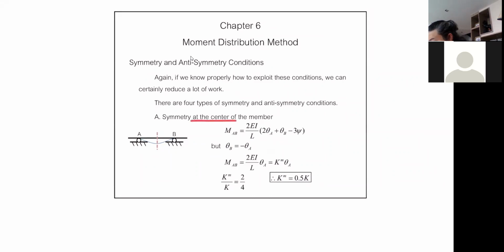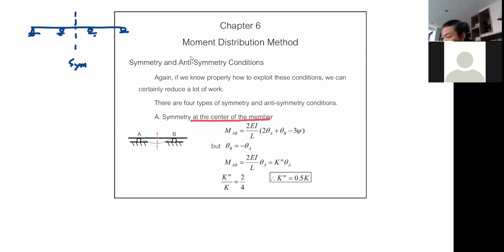symmetry at the center of the member, meaning this is when you have an odd number of spans, like 3, 5, 7, 9, 11. For example, if you have an odd number of spans, your line of symmetry is here, right? So that will constitute symmetry at the center of the member.